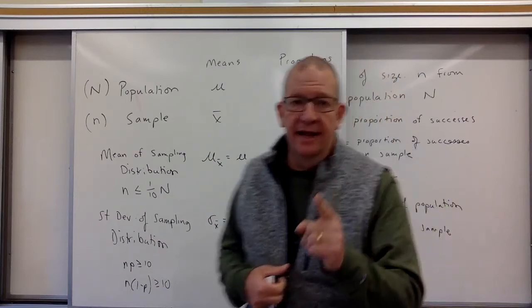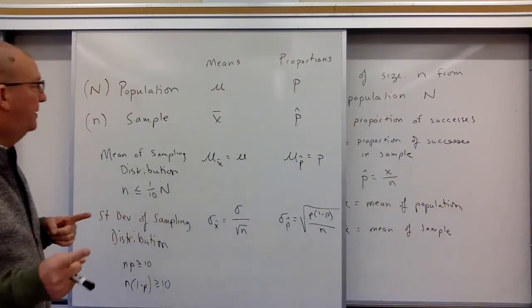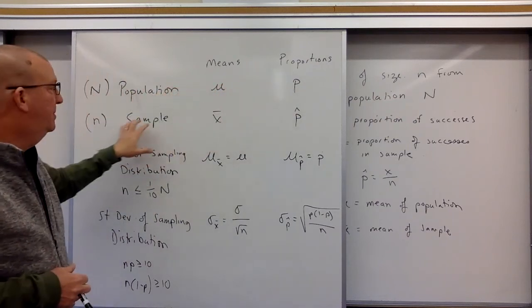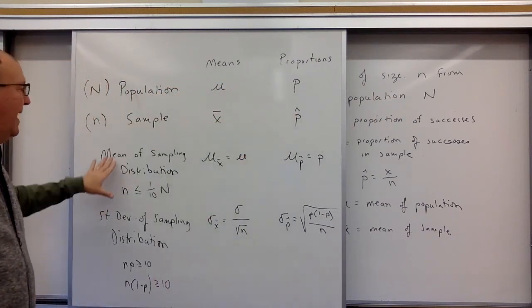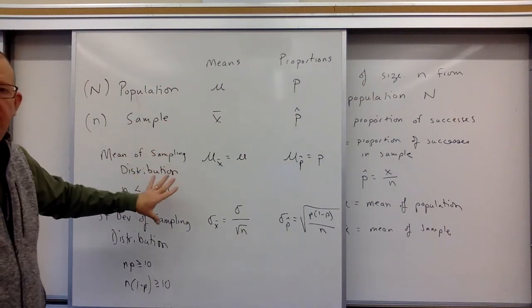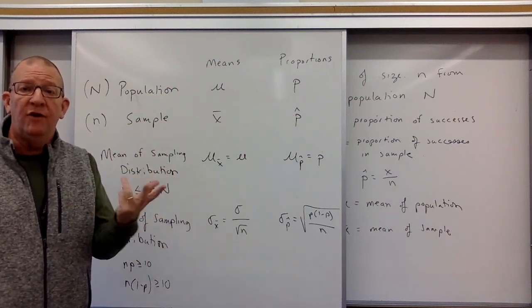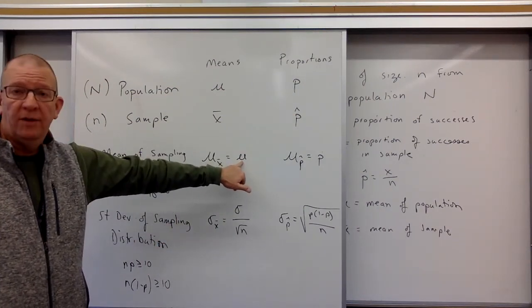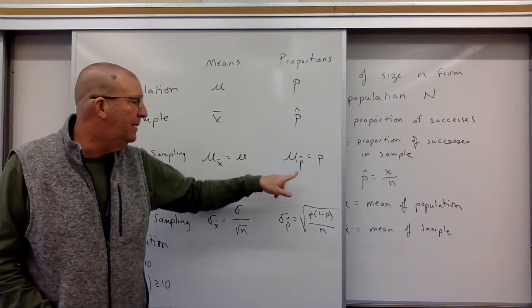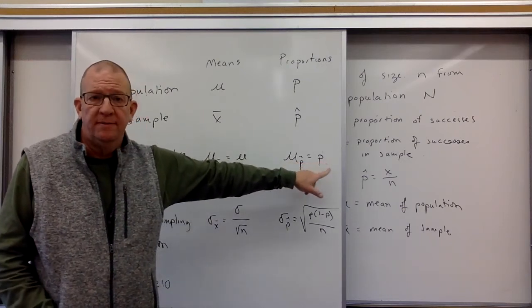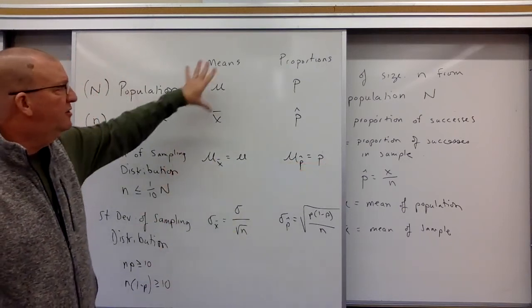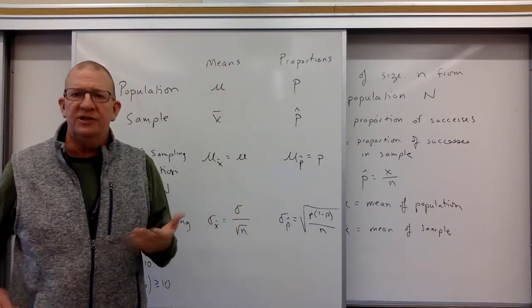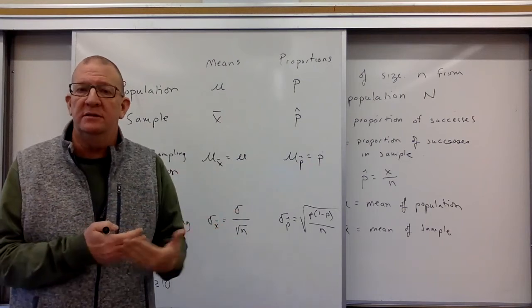So let's summarize. One, we have our population parameters and our sample statistics. We have the mean of the sampling distribution. So in other words, the mean of all of my sample means. That should be the overall mean. And I need the mean of all my sample proportions to be the overall proportion. And for this first part, I know you're wondering, why would you bother doing it if you knew the overall proportion? Let's just say I want to know how close my sample is, right?